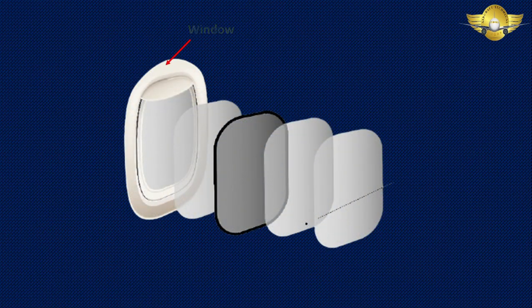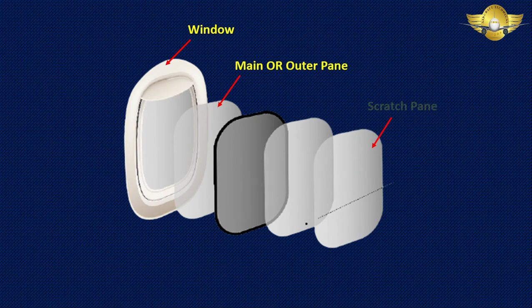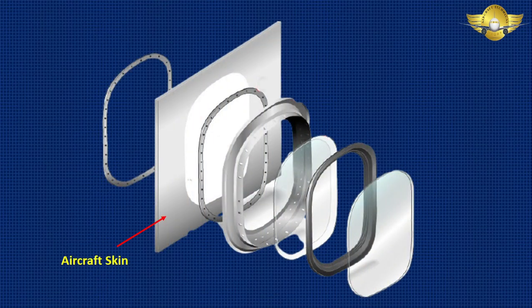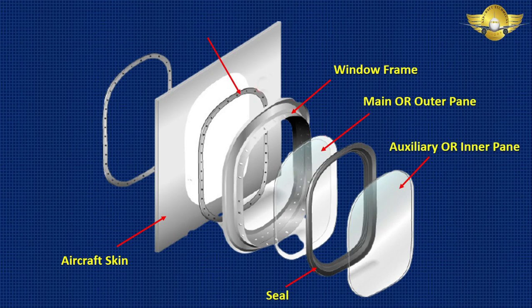Aircraft window consists of two window panes called the main pane and the auxiliary pane. There is an additional pane called the scratch pane. The main pane and auxiliary pane are the load carrying panes and the scratch pane is a non-load carrying pane. The use of these two panes increases the window reliability. The main pane is installed as the outer pane in the window frame and it is relatively thick and has high fatigue strength. The auxiliary pane is installed as the inner pane in the window frame and it is relatively thin and has low fatigue strength. The scratch pane covers the inner pane, which prevents the passenger from touching the inner or outer pane.